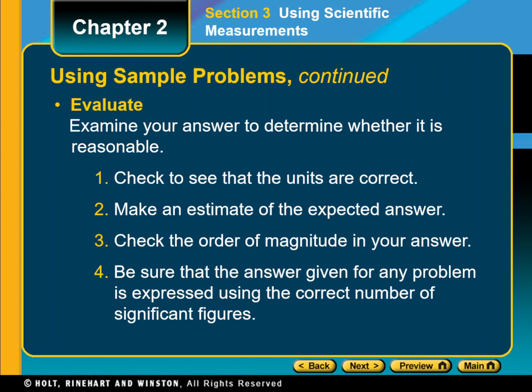Step 4. Check your work. Examine your answer to determine if it is reasonable. Make sure that the units in the answer are what you would expect. Use simpler, rounded numbers and repeat the calculations to check the order of magnitude for your answer.